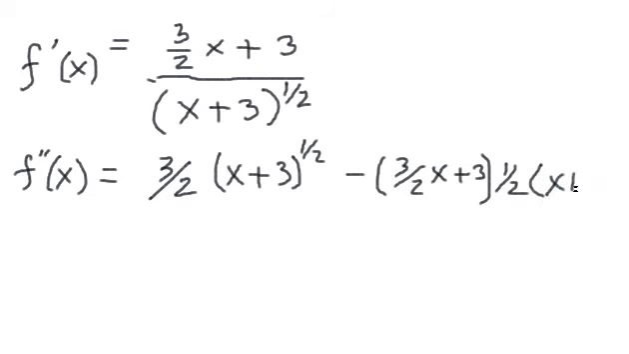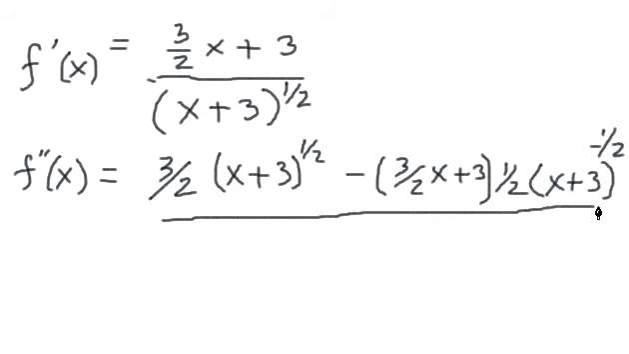rewrite x plus 3, and we subtract 1 from this exponent. That gives us a negative half, and of course if you took the derivative of the inside, it's just 1. And then of course this is all over x plus 3, and we square the bottom, so we multiply 2 times a half, which is just 1. So we're just left with x plus 3.